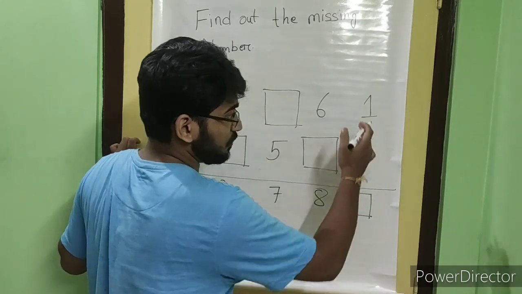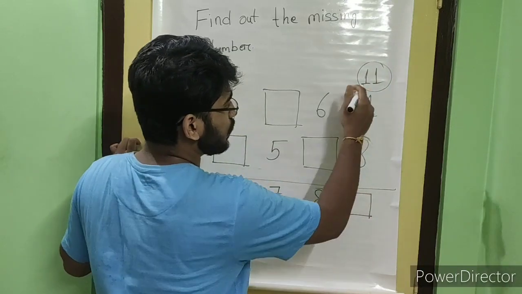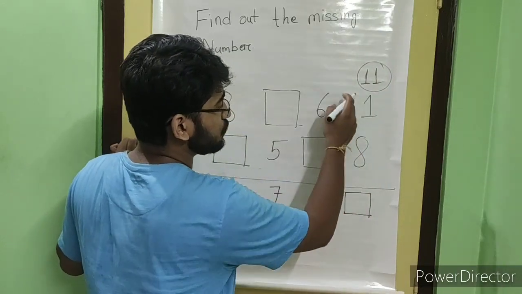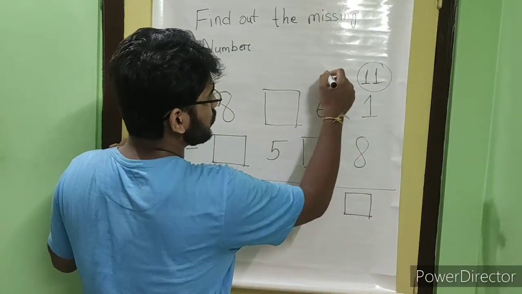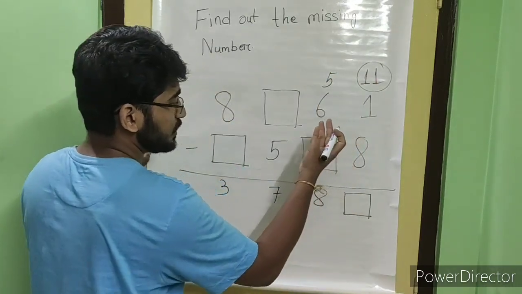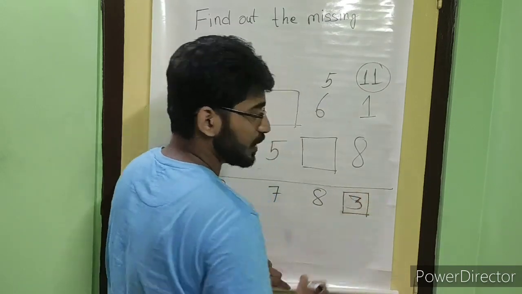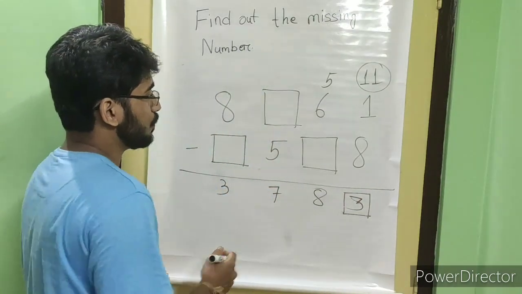8 cannot be subtracted from 1, so we will consider it as 11. As 1 has been borrowed from 6, 6 will become 5. So 11 minus 8, 9, 10, 11. Answer is 3, right?